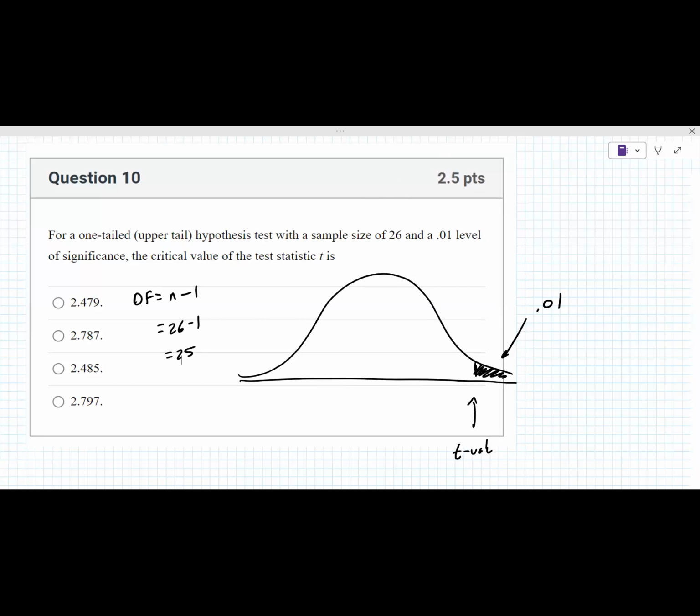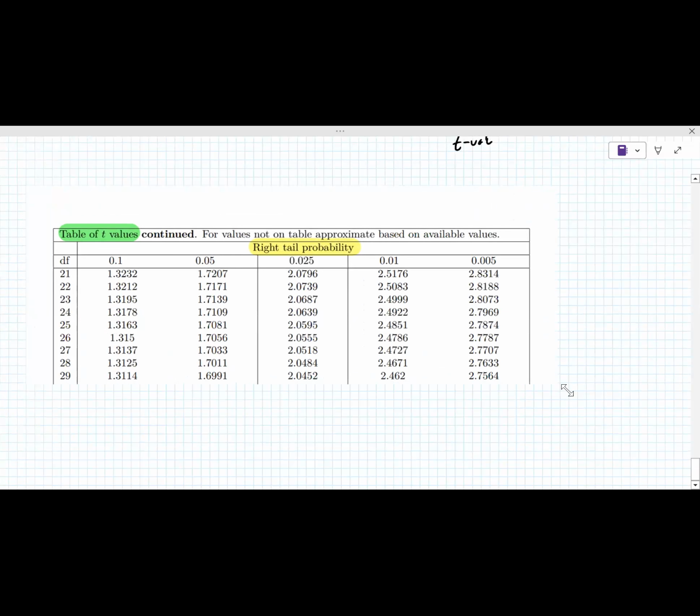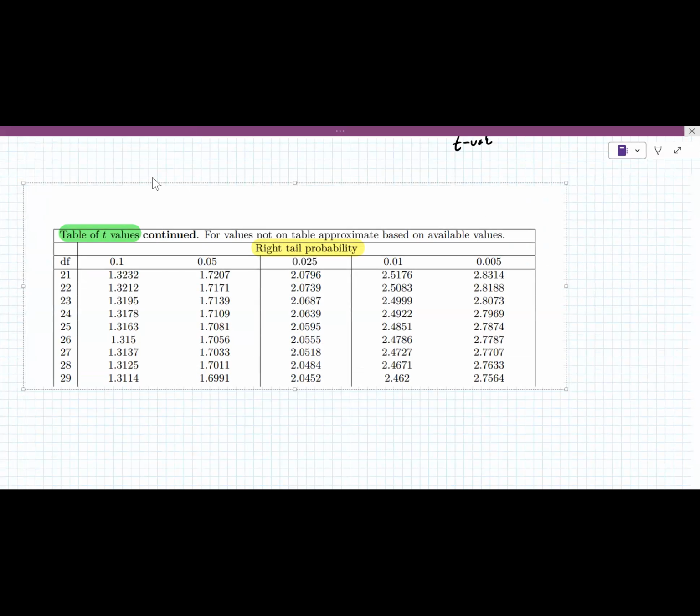If you go down to your formula sheet and look on page 6, which I'm going to snip in here, I'll show you how to find it. You have to first look for the degrees of freedom on the left. So the degrees of freedom we have is 25. That means we're looking at the row with 25 in it.